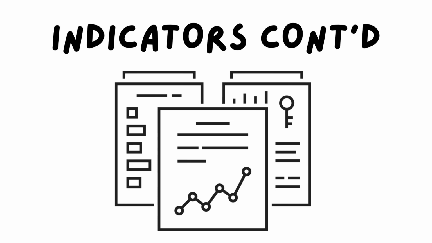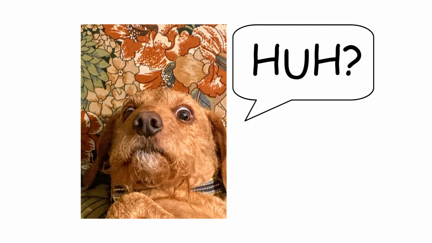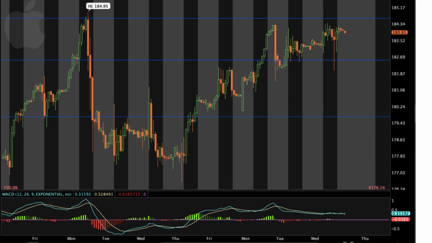Yesterday, we talked about the EMAs, and today we're going to talk about the MACD, which is the Moving Average Convergence Divergence Indicator. The MACD is a popular technical analysis indicator that can be used to identify trends and reversals in price movements. The MACD is calculated by taking the difference between two moving averages of a security's price. The most common moving averages used for the MACD are the 12 EMA and the 26 EMA. MACD is plotted on a chart with the 9 EMA plotted as a signal line.